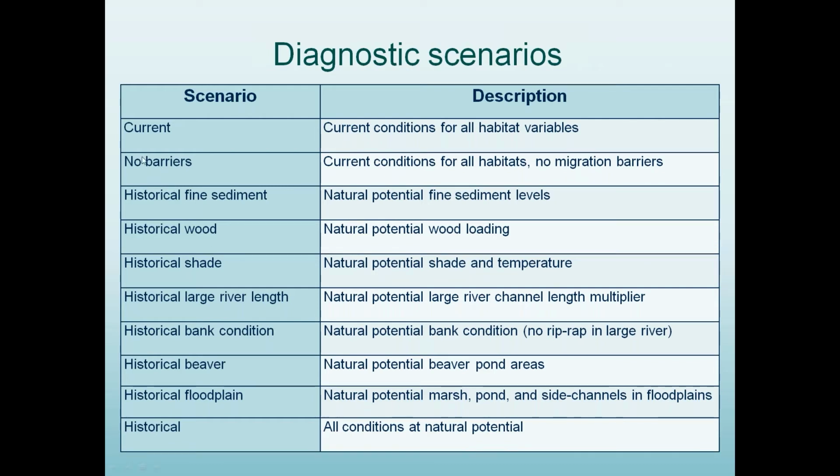We have a scenario where we first run it with all current conditions, and then we want to see the effect of each of these drivers separately. So we take current conditions and we take all the barriers out. And then we see what the population response is. And then for the next one, we put the barriers back in and we set the historical fine sediment level and see what that does. And then we put the fine sediment back to current, and then we change the wood, and we just step through these one at a time. And then at the end, we run all historical conditions together.